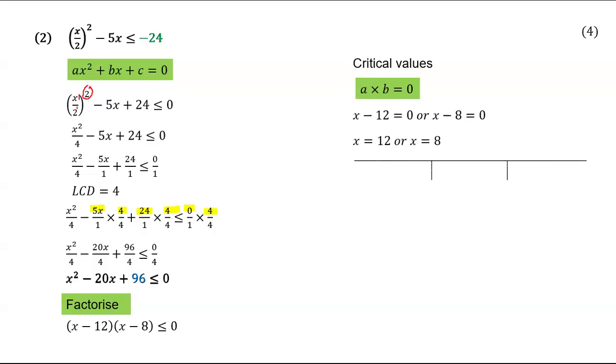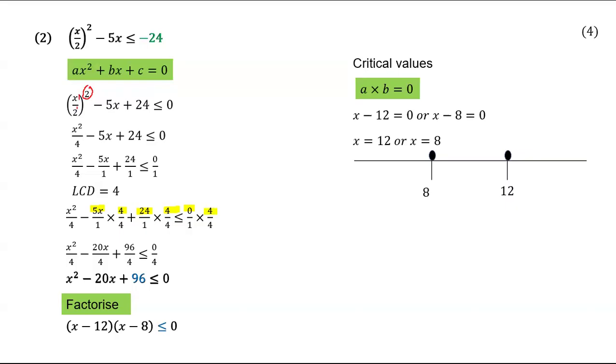When you write them on the number line, you start with the lowest x value or x solution, which is 8, and the second one will be 12. Because our inequality sign is less than or equal to, you will put shaded dots on top of 8 as well as 12. If we didn't have the equal part, you were just going to put open holes.